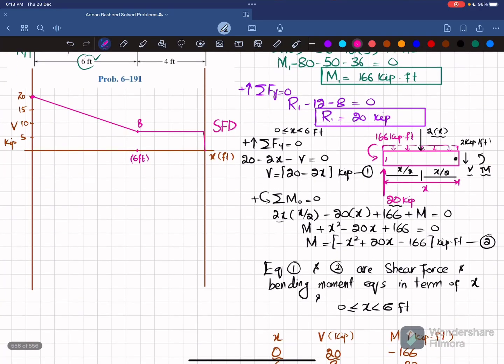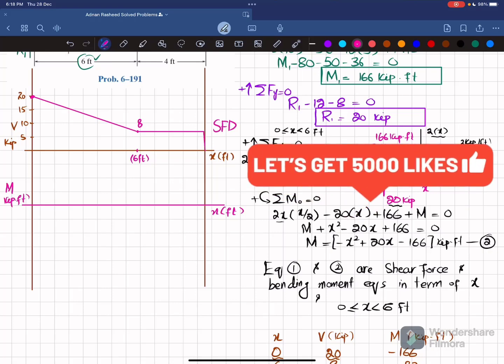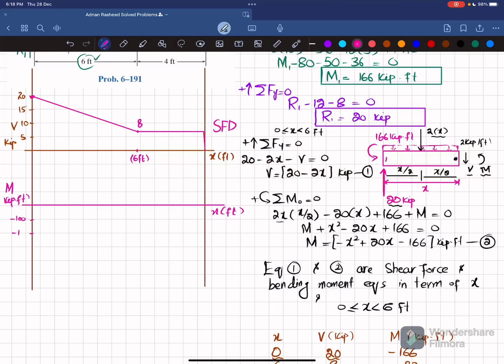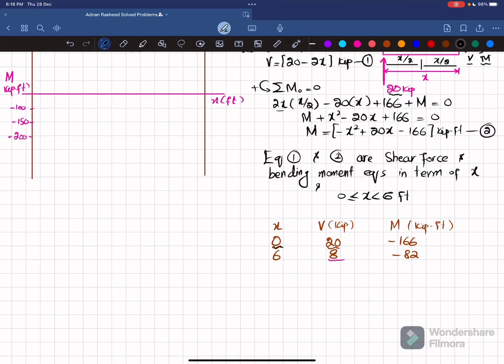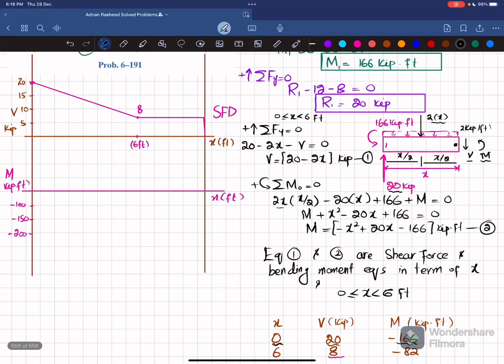Now we'll draw the bending moment diagram. So for bending moment diagram, I take the horizontal line to show the length x in feet, and on y-axis we will have moment that will be in unit kips into feet. Let one division be 100, so minus 100, minus 150, and minus 200. So for x is equal to 0, we have moment is equal to minus 166. So let minus 166 be this point.